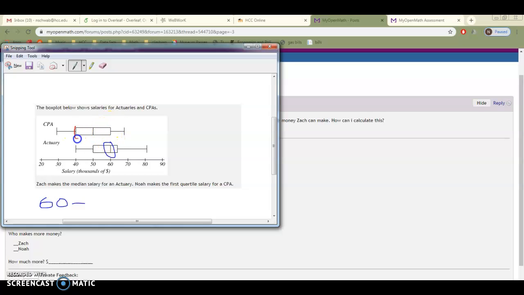So Noah makes this amount. So if we look down, Noah makes $40,000. That's an amazing 40. All right, looking pretty good.